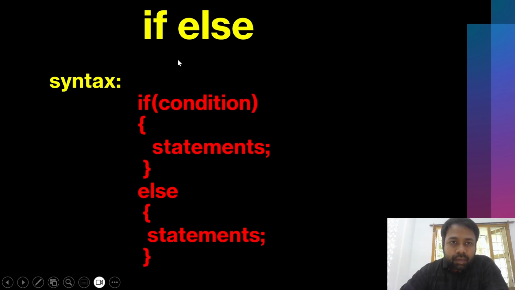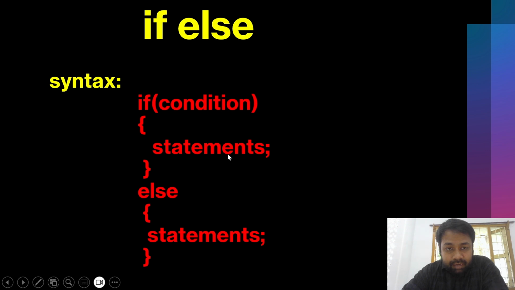So in if else, very first we use the keyword if. It should be in small letters. Within the brackets we have to check the condition, whatever the condition is as per the requirement of the question. If this condition is true, then the statements you write within this block, open bracket and close bracket, get executed.